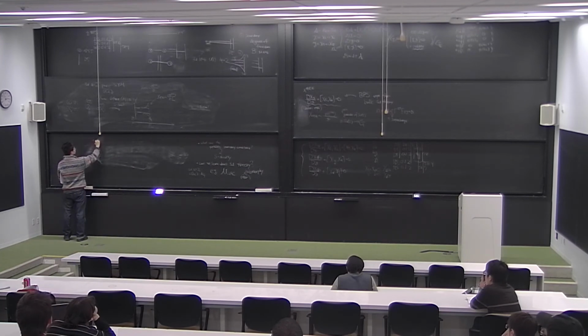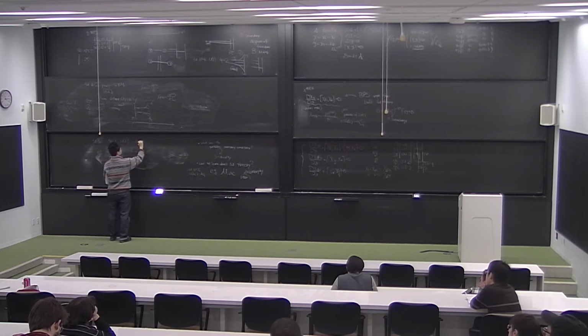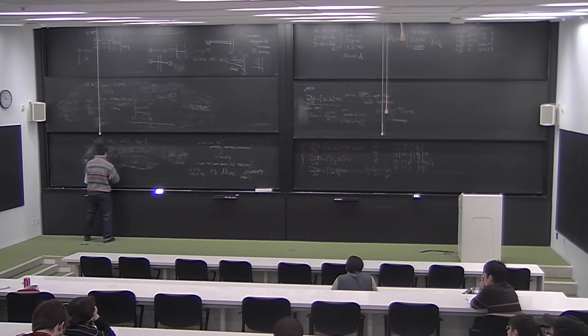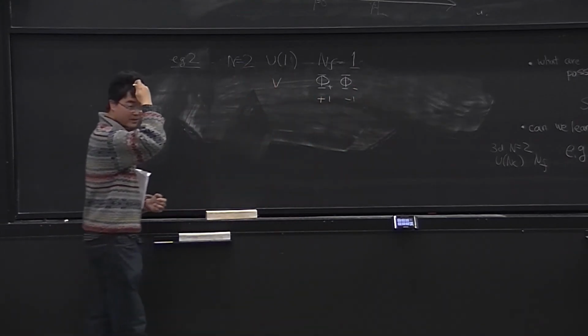So example 2: N equal 1, a U(1) theory. So it's SQED with N_F equal to 1. And here it's known that the vacuum moduli space is also corrected. So what I mean is that here I have a vector multiplet and the two chiral multiplets, phi plus and phi minus, with charge plus 1 and minus 1.